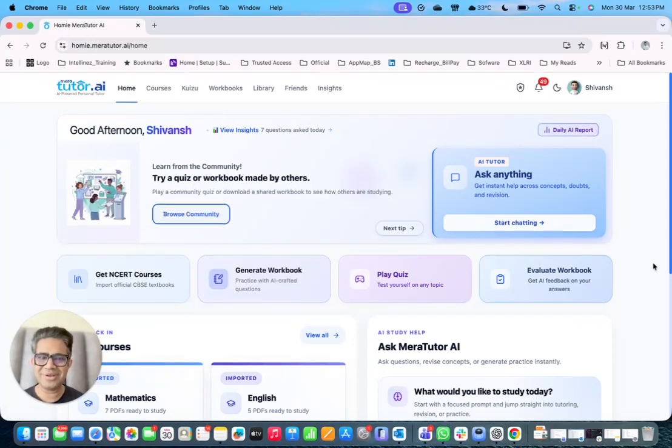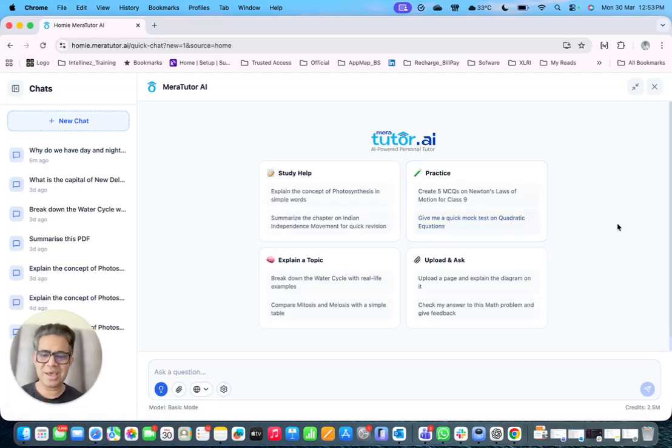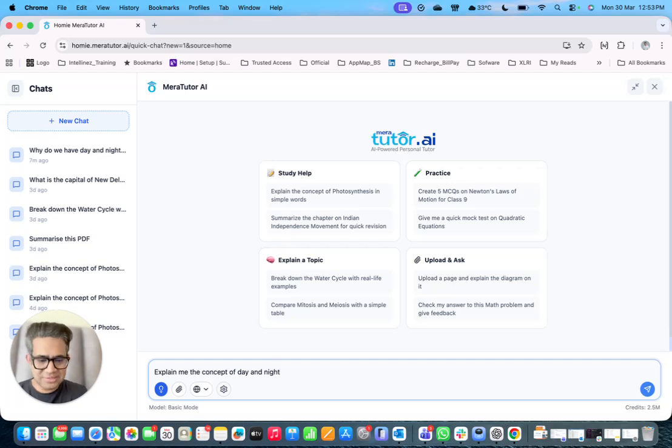This is the very familiar MeraTutor.ai dashboard. In order to show you how it works, I'm going to summon the quick chatbot on MeraTutor.ai. Let's say I need to learn about the concept of day and night. So I'm going to ask it, explain to me the concept of day and night on Earth. So let's assume we want to learn about why day and night occur on Earth.